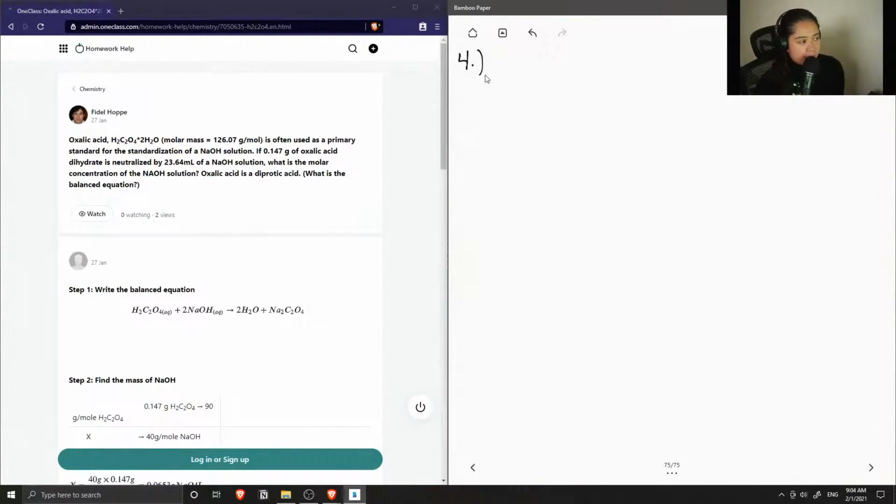If 0.147 grams of oxalic acid dihydrate is neutralized by 23.64 mL of a sodium hydroxide solution, what is the molar concentration of the sodium hydroxide solution? Oxalic acid is a diprotic acid, and what is the balanced equation?